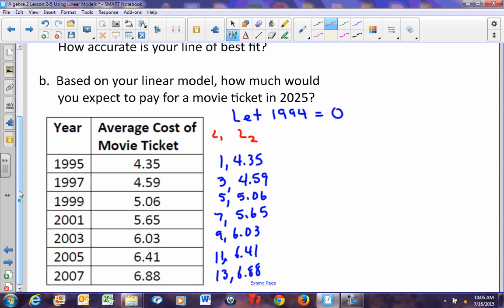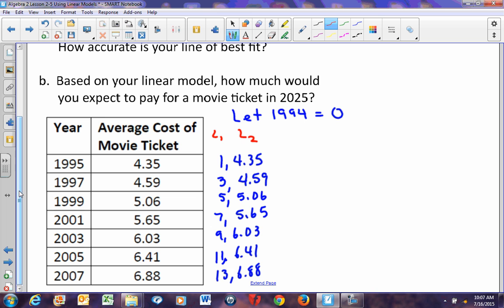Highlight the L2, which means you navigate to L2 by going over and up. Hit clear, and then hit enter. And then you're going to just enter your data. So in list 1, I'm going to go 1, enter, 3, enter, 5, enter, 7, enter, 9, then 11, and then 13. Enter those like a table in an Excel spreadsheet. In L2, 4.35, enter, 4.59, enter, 5.06, enter, 5.65, enter, 6.03, enter, 6.41, enter, 6.88. Now we've entered all of those data points.